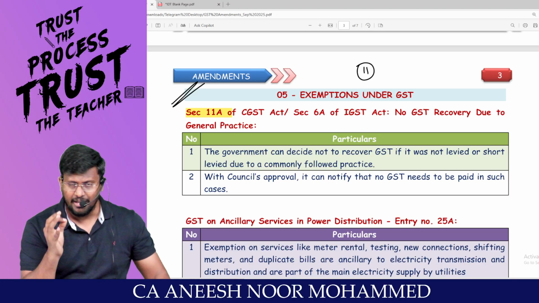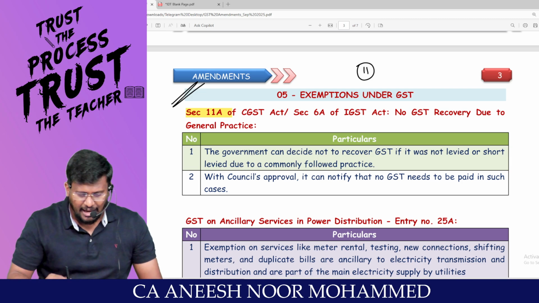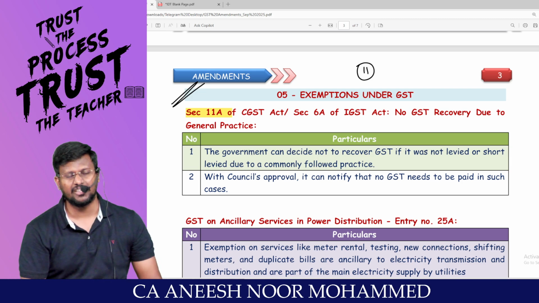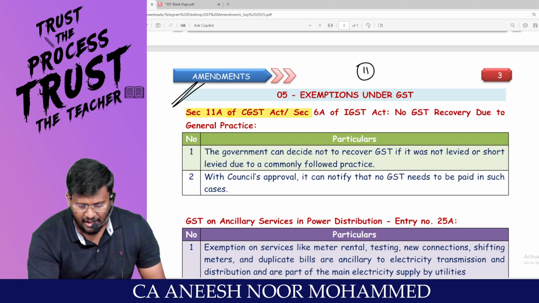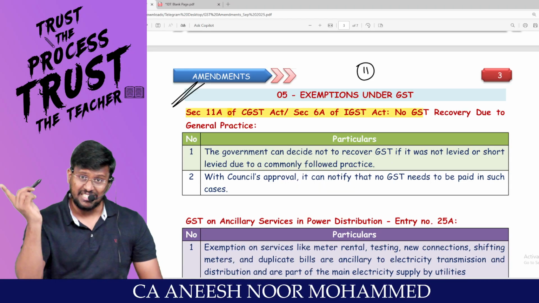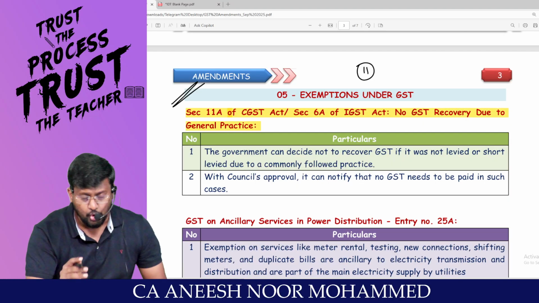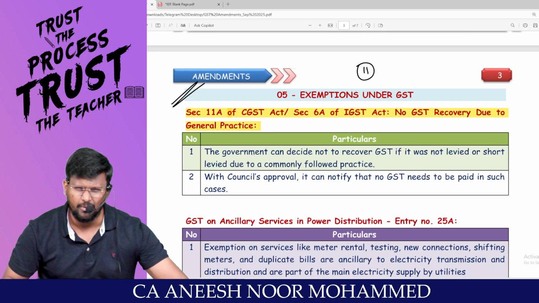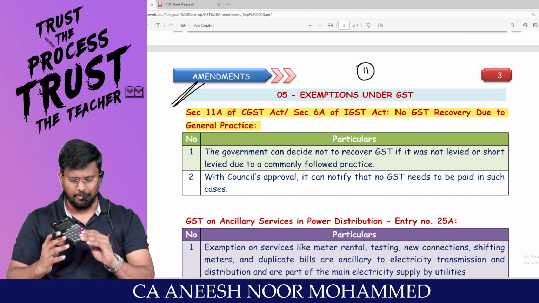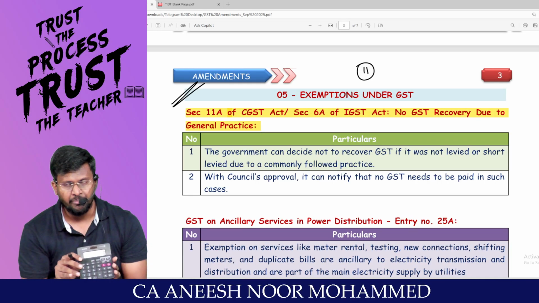Really, I am saying that a new section has been added by the GST department: Section 11A of the CGST Act, or Section 6A of the IGST Act. No GST recovery due to general practice. For example, I will give you an example, then I will read it. For example, I am a seller of calculators.